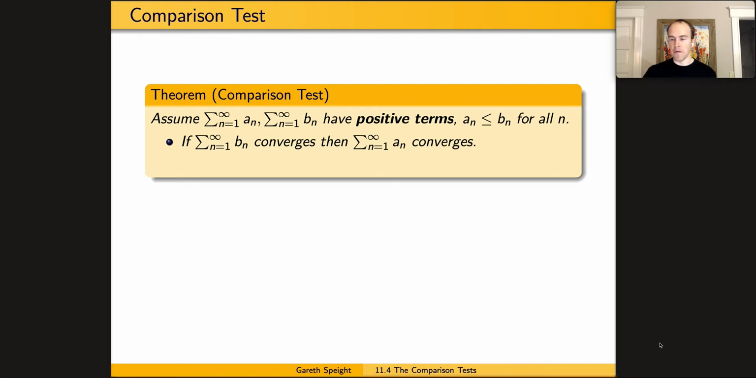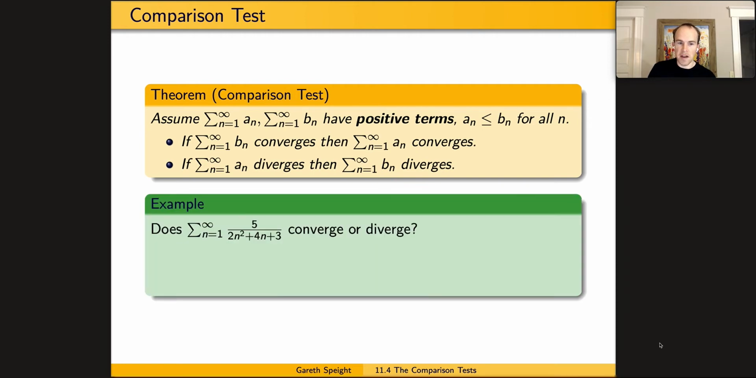Okay, if the sum of bn converges, so if the sum of the large series converges, then also the sum of the small series converges. And vice versa, if the sum of the small series diverges, then also the sum of the large series has to diverge. Okay, so if the large series converges, then the small series converges. If the small series diverges, then the large series diverges. Which makes sense, and it's kind of like what we had for the integral test, right? We had also a comparison test in that setting, and everything was pretty much the same with sums swapped to integrals.